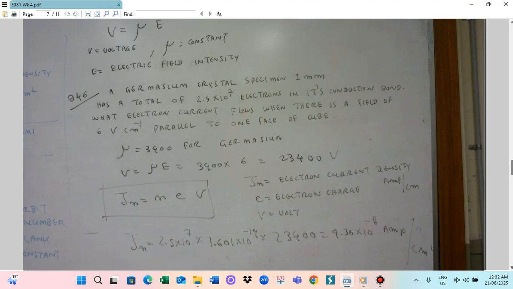For germanium, mu is equal to 3900. Firstly, we have to calculate the voltage. The voltage can be calculated as mu multiplied by E. So mu is 3900 multiplied by E. The E value is given as 6 volts per centimeter. By solving this one, you get 23400.